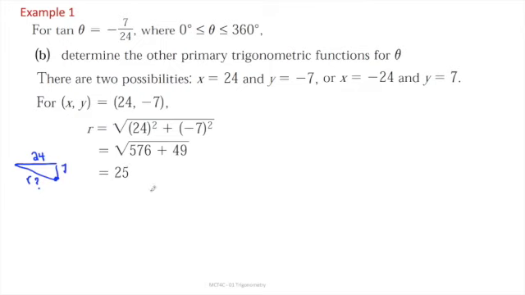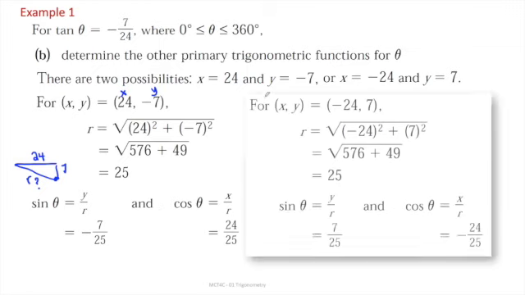So then you can set up your other ratios. Sine theta is y over r, so it'd be negative 7 over 25. And cos theta equals x over r, so it'd be 24 over 25, because you know that this is x, this is y, and this is r. So you can set up your three primary trig ratios that way.